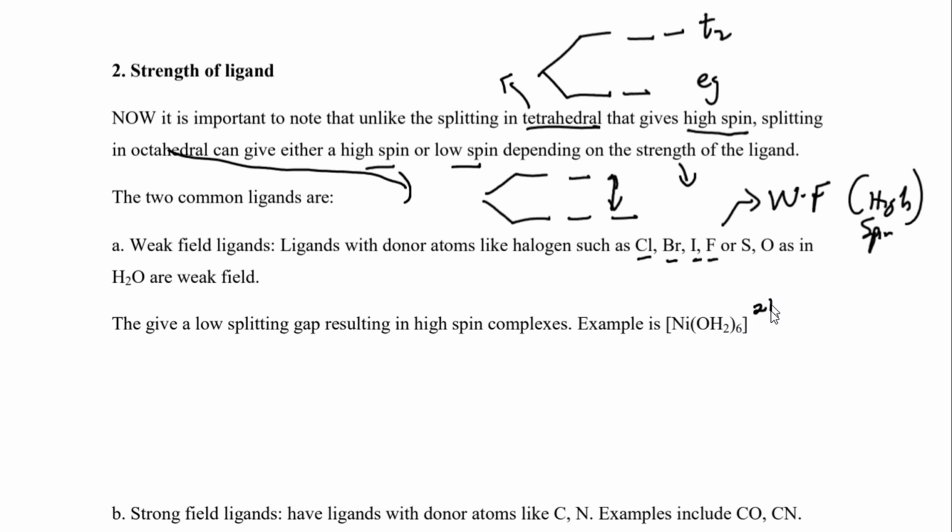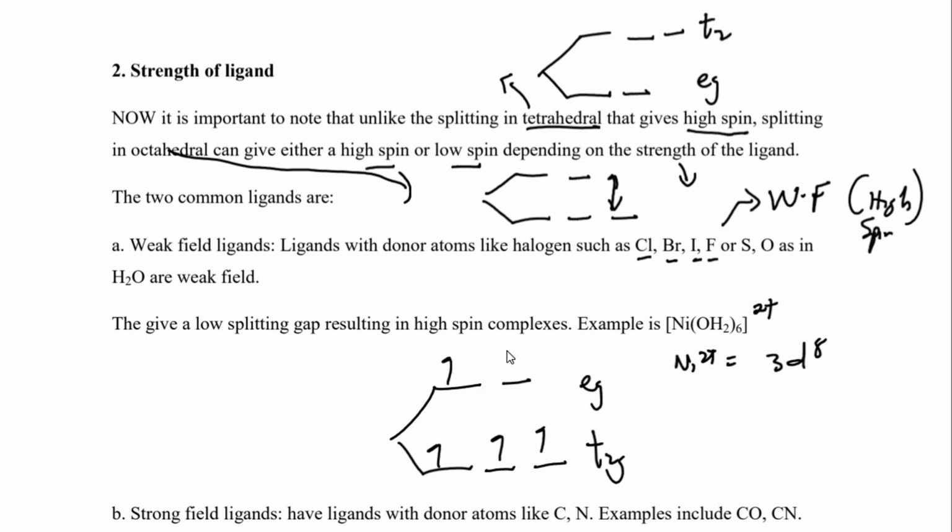Here is an example that we just did. It's Ni2+, d8, so in this octahedral complex we have t2g and eg. It's going to be 8 electrons: 1, 2, 3, 4, 5, 6, 7, 8. This is a weak field ligand, with donor atoms like chlorine, bromine, iodine, fluorine, sulfur, or oxygen, as in the case of H2O here. So it's a weak field ligand.